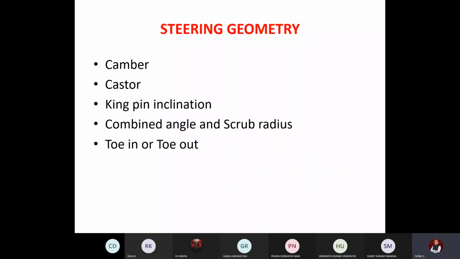So far we have studied the definition of steering system, and second is what are the functions of steering. Now we have to study about the steering geometry. There are 5 important angles to be studied.